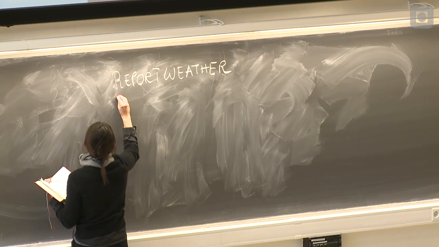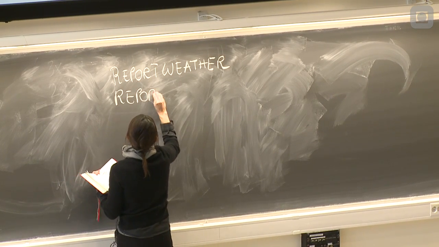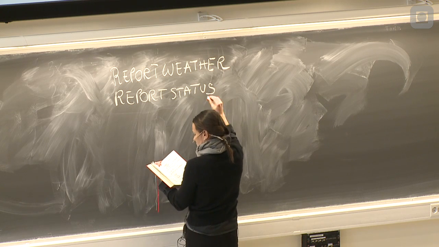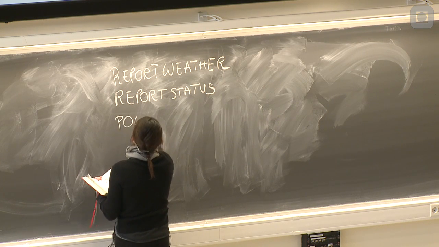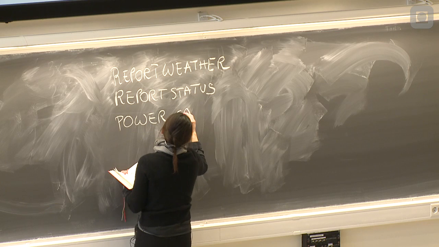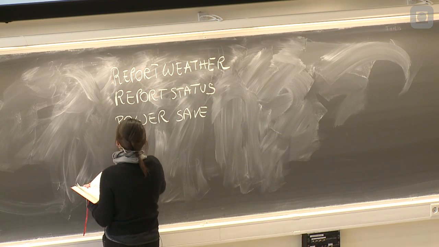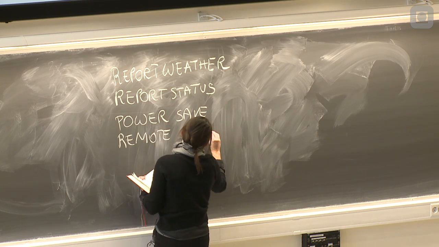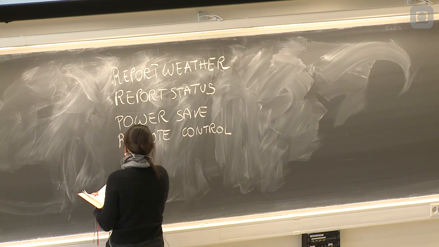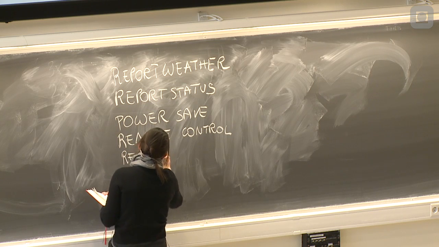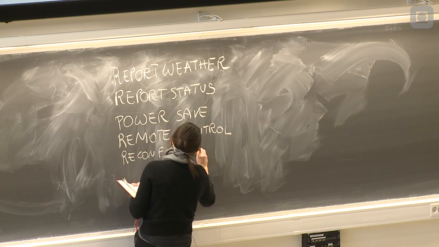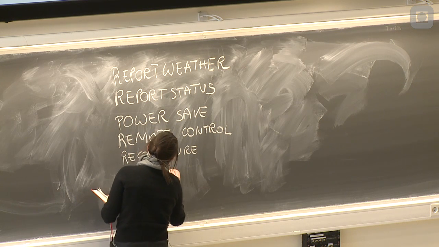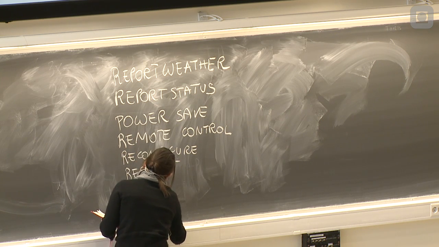We have a method called report status. We have a method called power save, remote control, and reconfigure, and restart and shut down.